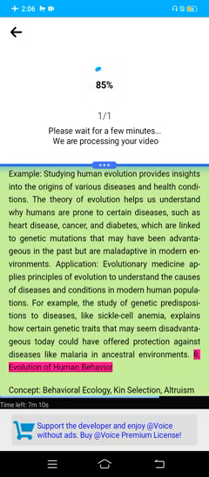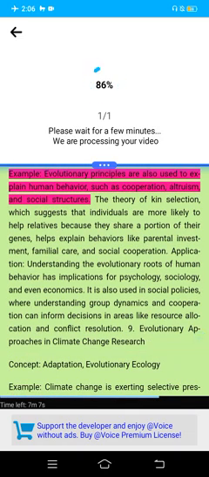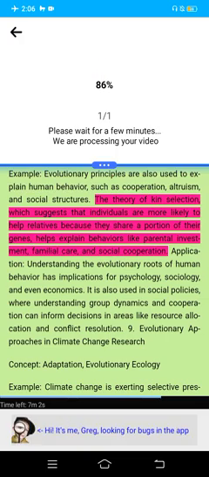8. Evolution of human behavior. Concept. Behavioral ecology, kin selection, altruism. Example. Evolutionary principles are also used to explain human behavior, such as cooperation, altruism, and social structures. The theory of kin selection, which suggests that individuals are more likely to help relatives because they share a portion of their genes, helps explain behaviors like parental investment, familial care, and social cooperation.